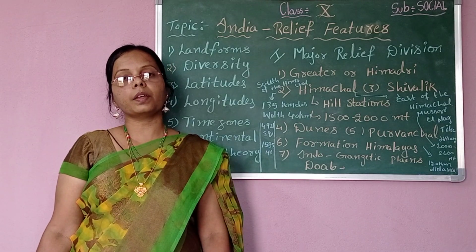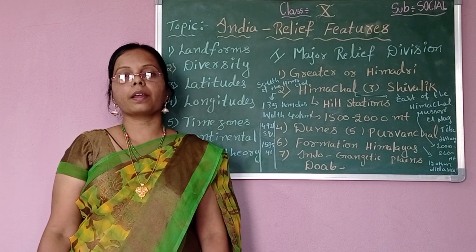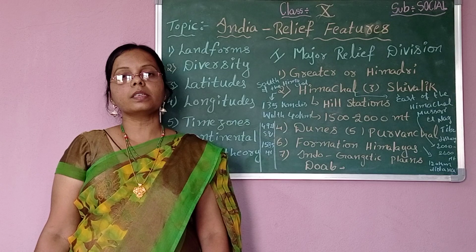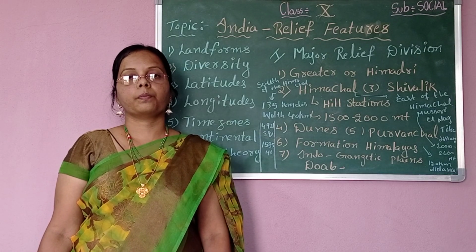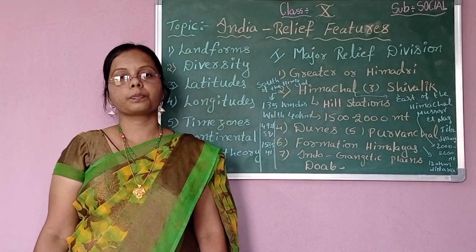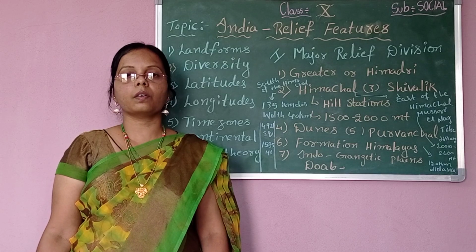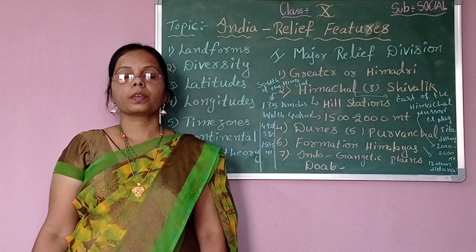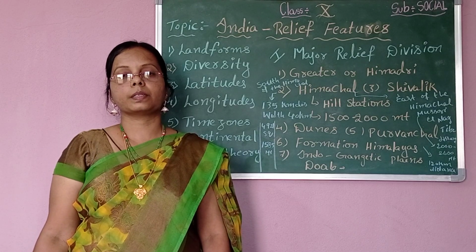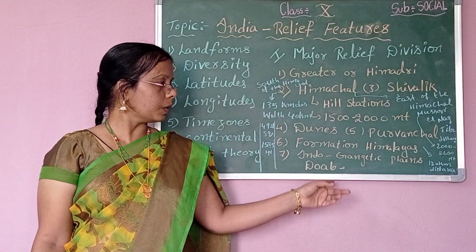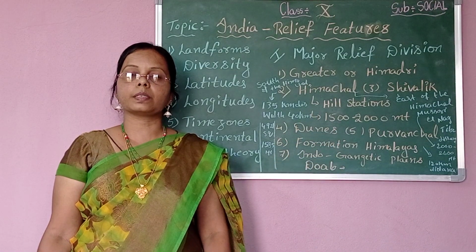These swampy and marshy places are called Terai. The Terai region is rich in wildlife and good forest. But in recent days this Terai region has been cut down, and the area is utilized for agricultural operations. This is about the second relief division, the Indo-Gangetic Plains.